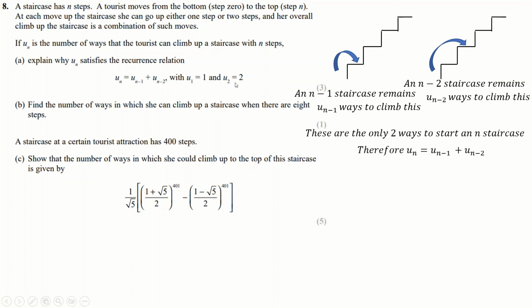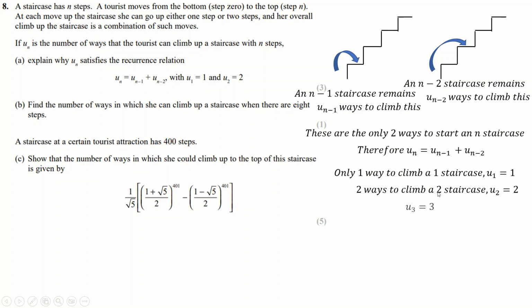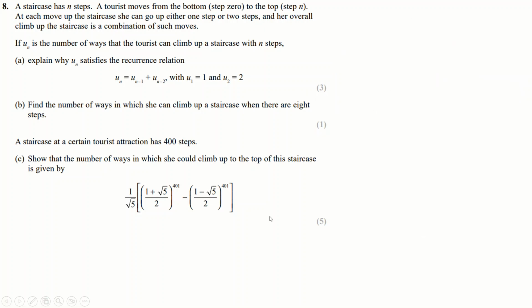Of course, these initial conditions exist because if you have a 1-step staircase, there's only 1 way to go up that, and if you have a 2-step staircase, there's 2 ways. There's either you go up like this, or you jump up both steps, so we get both those conditions there. Find the number of ways you can do 8 steps, or you just do the Fibonacci sequence until you get 8. It's actually not really the Fibonacci sequence because you only have 1, 1 to start with, though actually you could say u_0 was 1 as well, because there's only 1 way to get up a 0-step staircase. But anyway, u_8 is 32, and we'll have our 32.